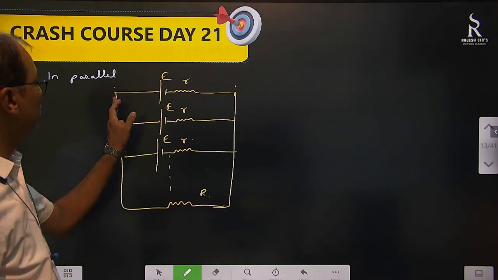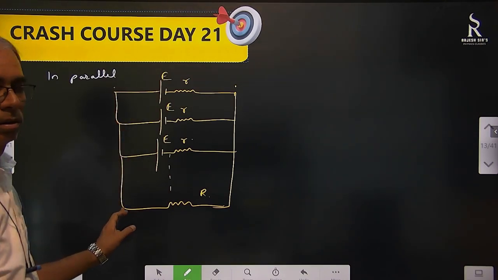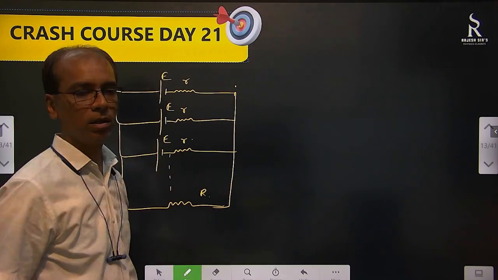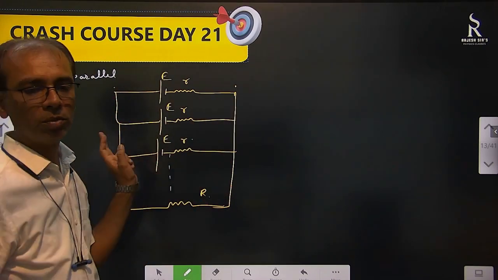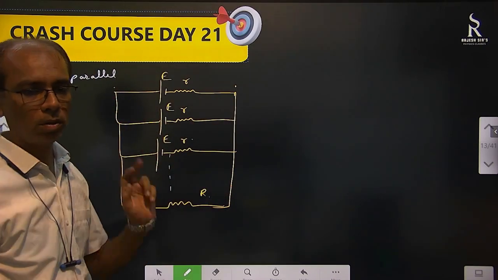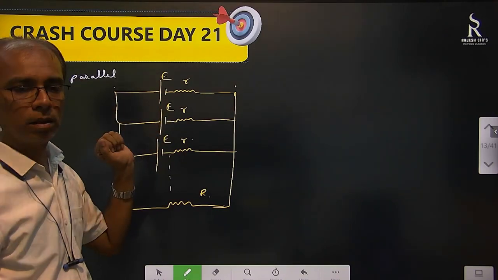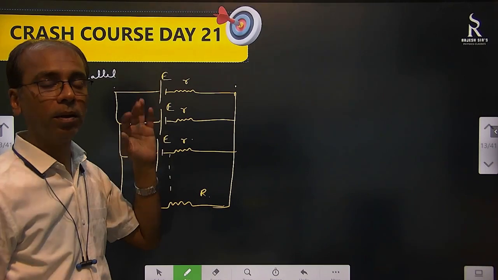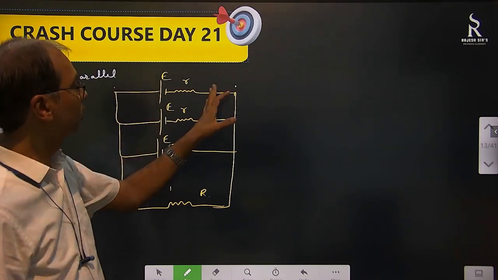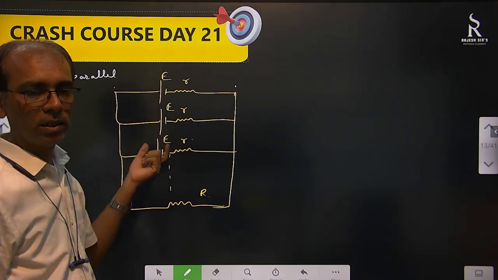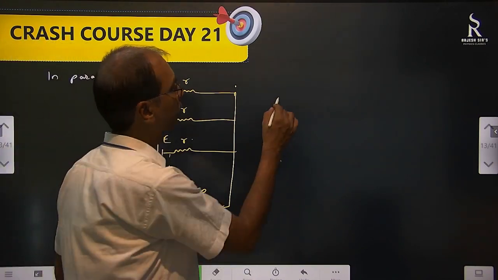This is the common terminal here, and this is the common terminal here. So the potential difference across this needs to be the same. What is the potential difference across this? You can write E minus IR. But I am asking the net EMF now. What is the net EMF across this? So E, here E, here E, here E. So the net EMF is what? E.